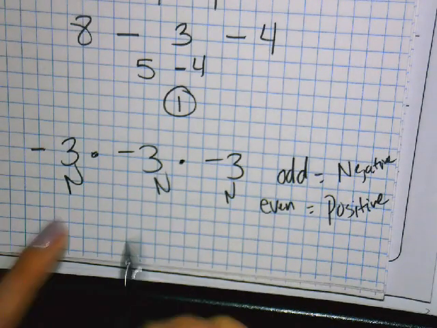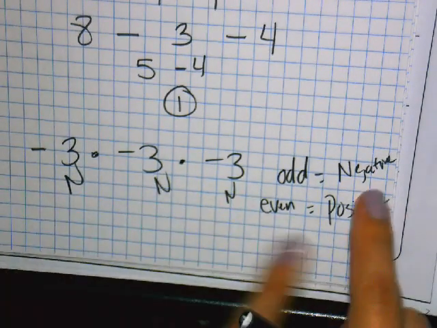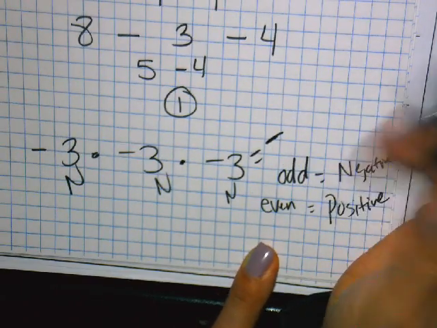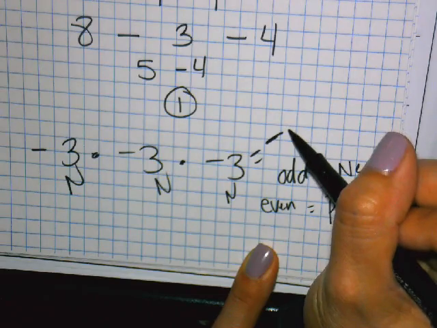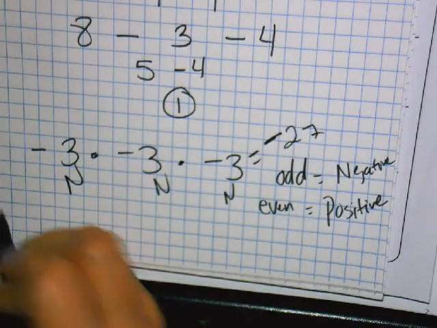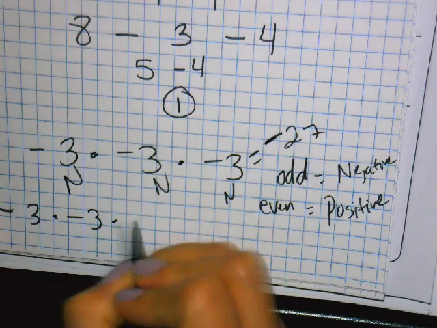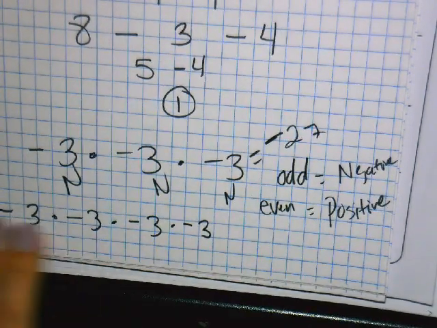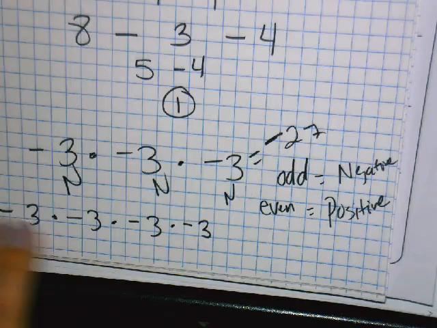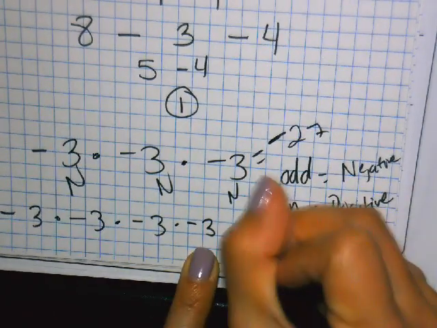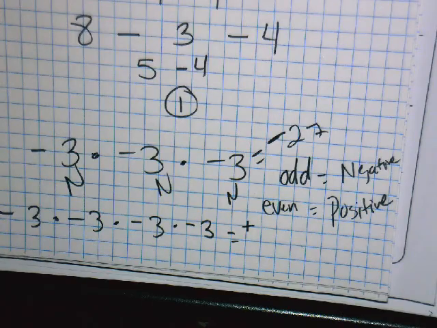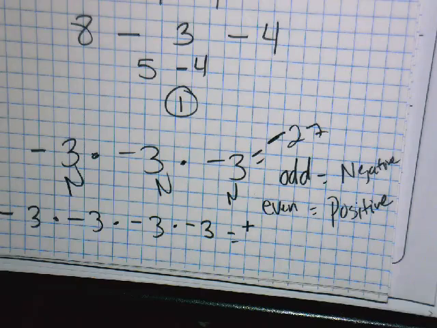So how many numbers are negative? 3. So that means my answer is going to be negative. What's 3 times 3 times 3? 9. 27. Yep. Negative 3 times negative 3 times negative 3 times negative 3. 1, 2, 3, 4. Now I have 4, right? Is 4 odd or even? Even, so my answer is going to be positive. Now what's 27 times 3? 81 in the back. Good.